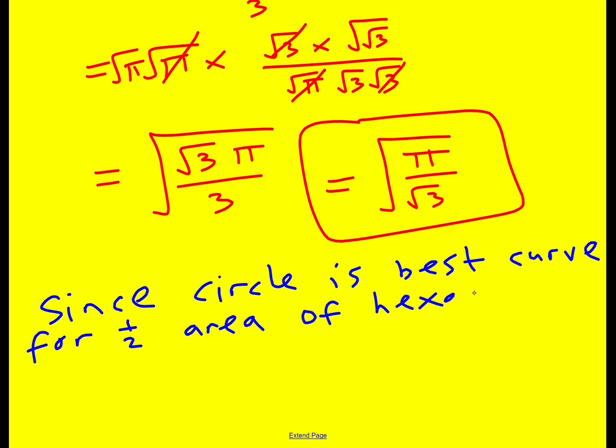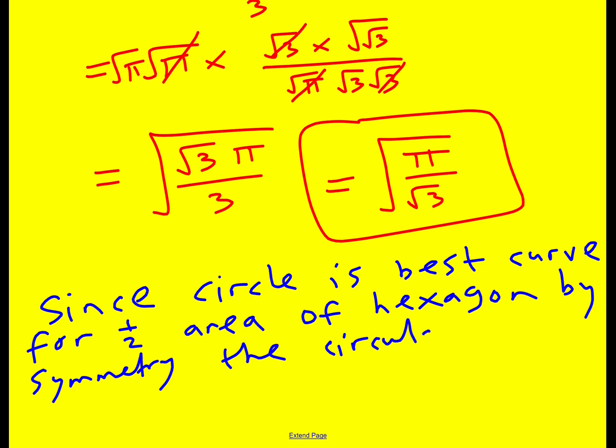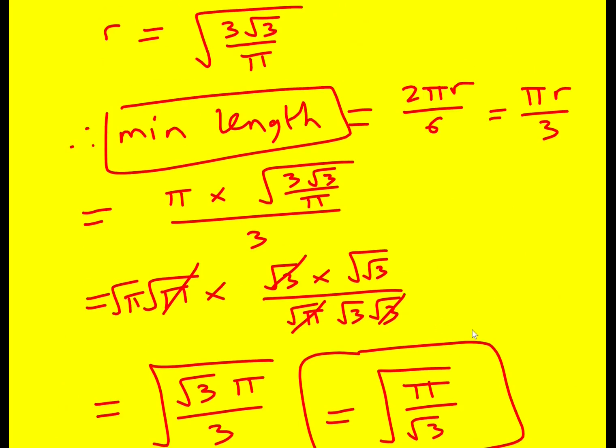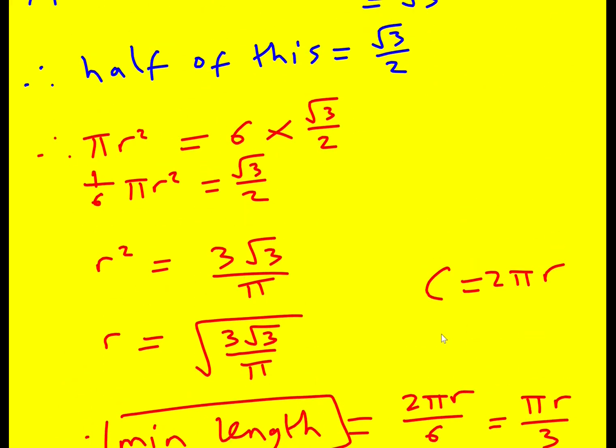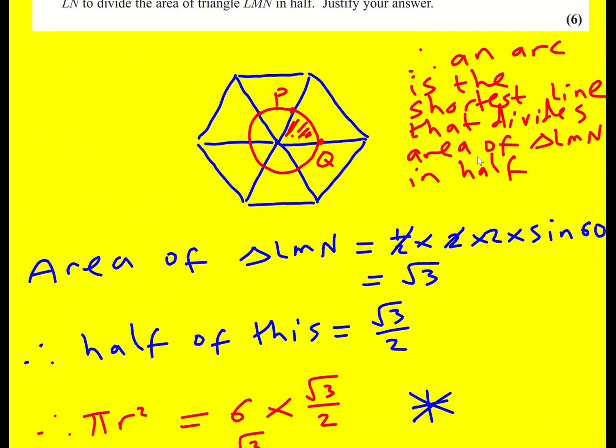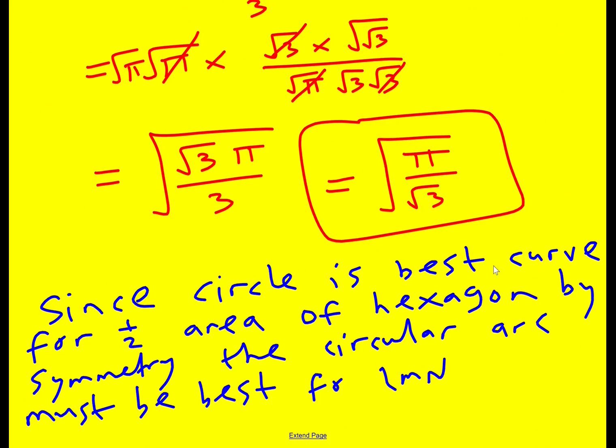Actually, since it's half area of hexagon, which is obviously linked to the triangle by symmetry, the circular arc must be best for LMN. I kind of feel like that's what I did already over here. So maybe this is really linking in. I've kind of said it up here already, but this is what the mark scheme said, so I thought I'd add that at the end.